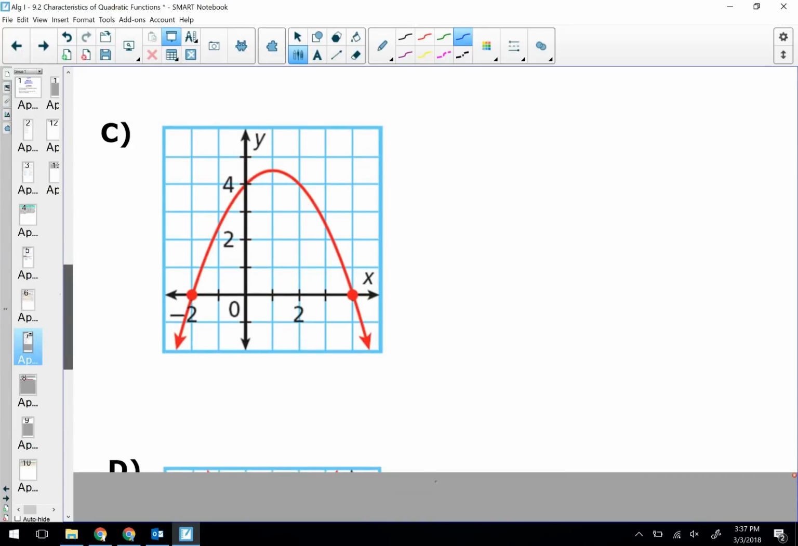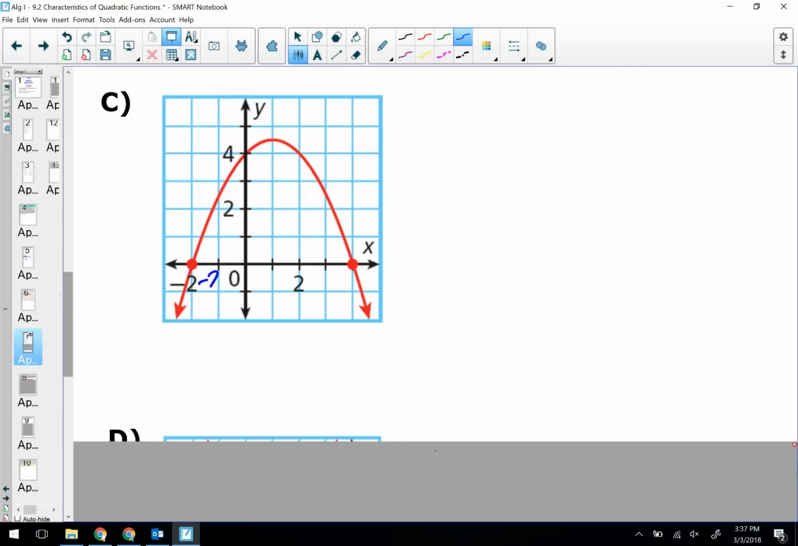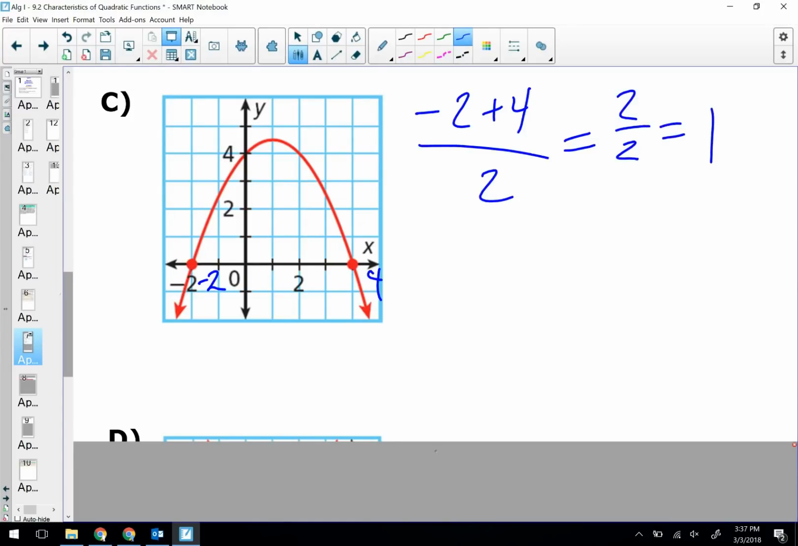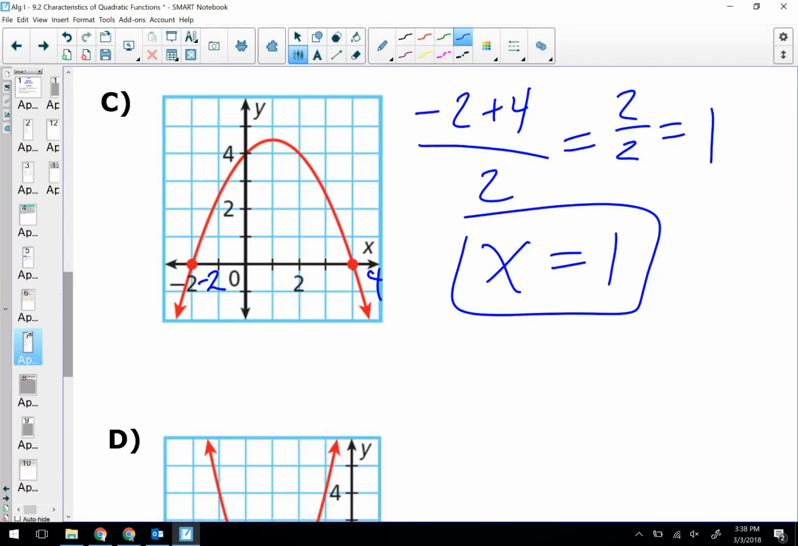Where would it be here? Well, we've got 2 zeros again, halfway between those. We've got -2, and we've got +4. Well, what's halfway between -2 and +4? Well, find the average of them. -2 and 4 divided by 2, 1. Count it up. 1, 2, 3 spaces away. 1, 2, 3 spaces away. So it's x equals 1. Again, make sure you have the x equals.